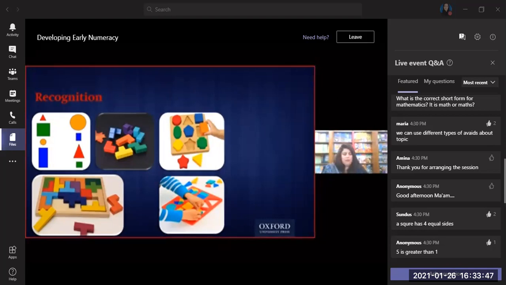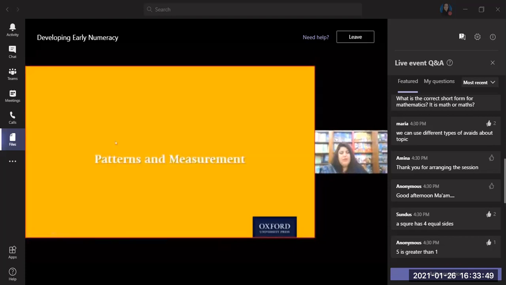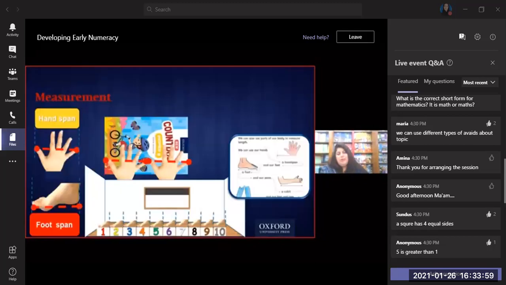All right, so now we would be talking about patterns and measurement. Now, the basic way in which children would start measuring things is their hand span. So when they use their hands, basically what a hand span is like is the distance between their thumb and their little finger when the hand is stretched wide across, and then the foot span.